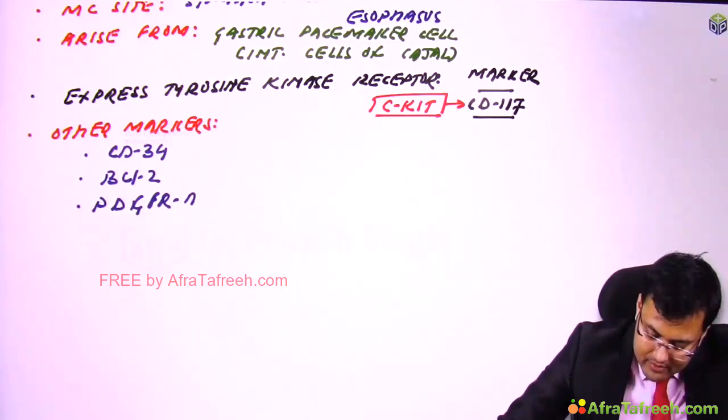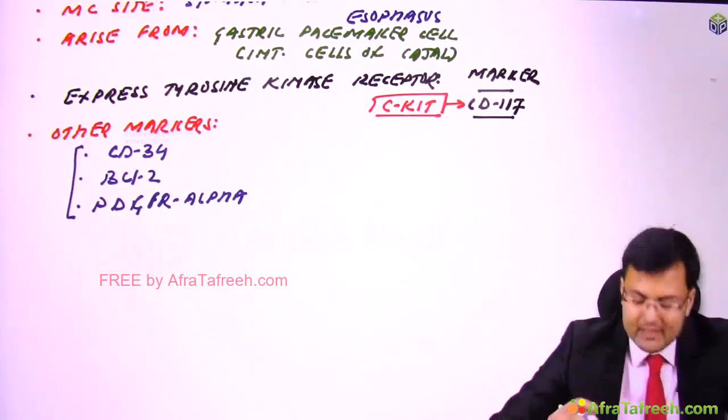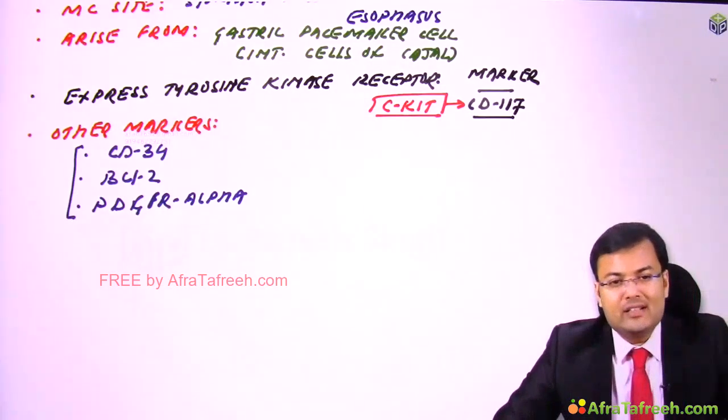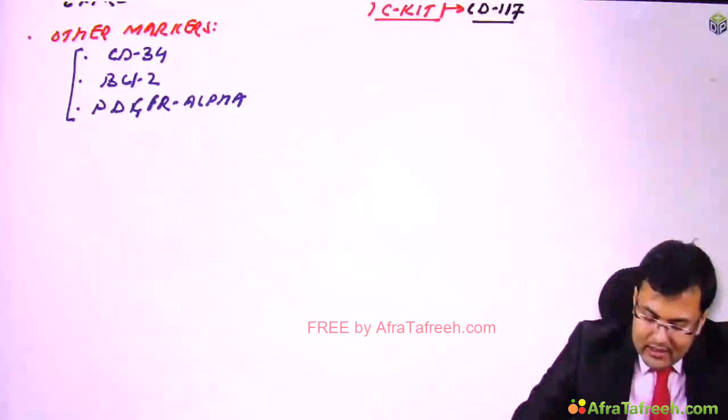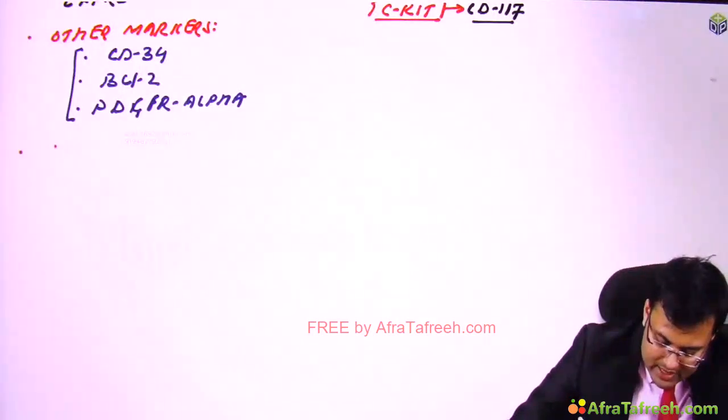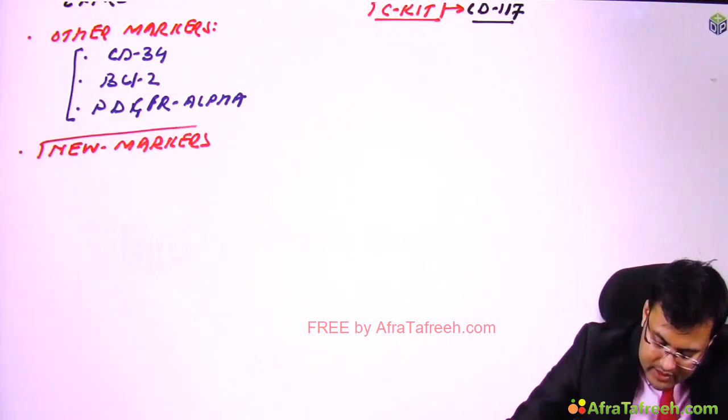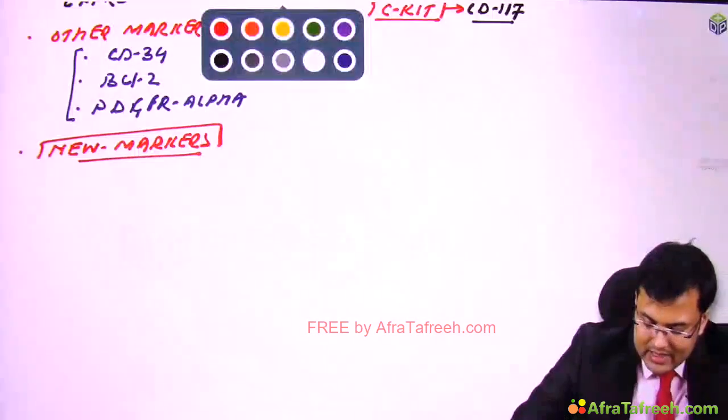PDGFR alpha. So what's the full form? It is the platelet derived growth factor receptor alpha, PDGFR alpha. There are certain new markers, and these new markers are asked in exam.